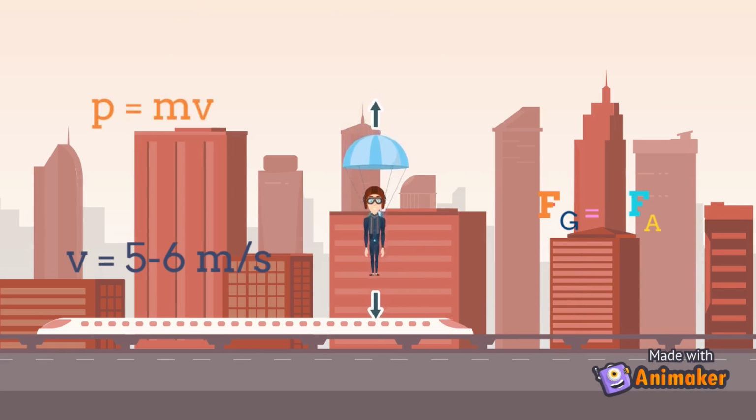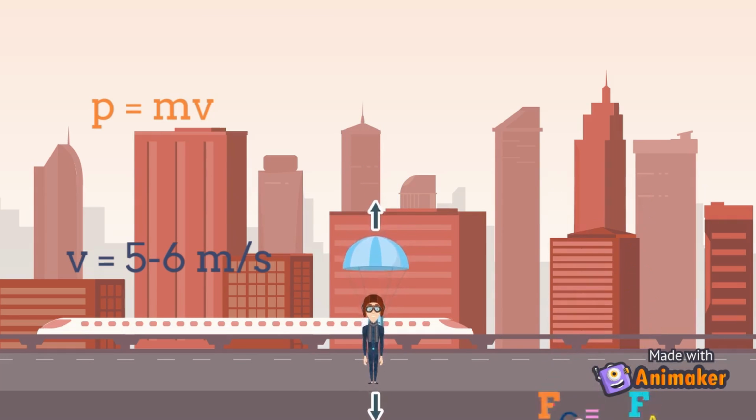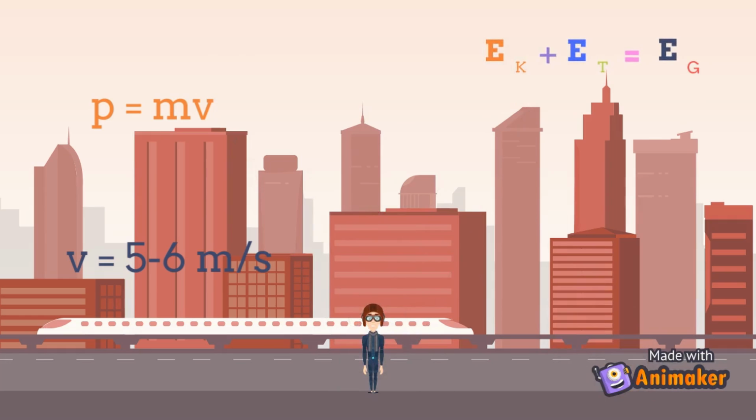Since during the fall, gravitational potential energy was decreasing while kinetic and thermal energy was increasing, when the diver lands, the kinetic and thermal energy will get converted back to gravitational potential energy due to the law of conservation of energy.